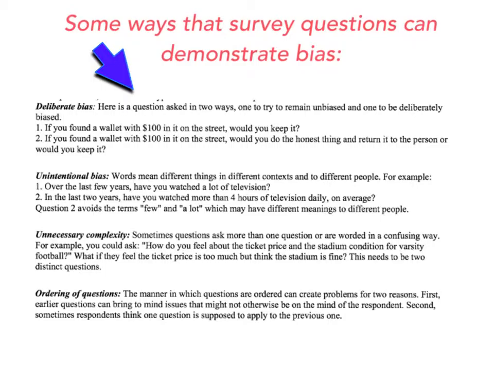All right, the third type, unnecessary complexity. Sometimes questions ask more than one question or are worded in a very confusing way. For example, you could ask, how do you feel about the ticket price and the stadium condition for varsity football? What if they feel the ticket price is too much but think the stadium is fine? Now, this needs to be two distinct questions instead of putting two different topics in the same question.